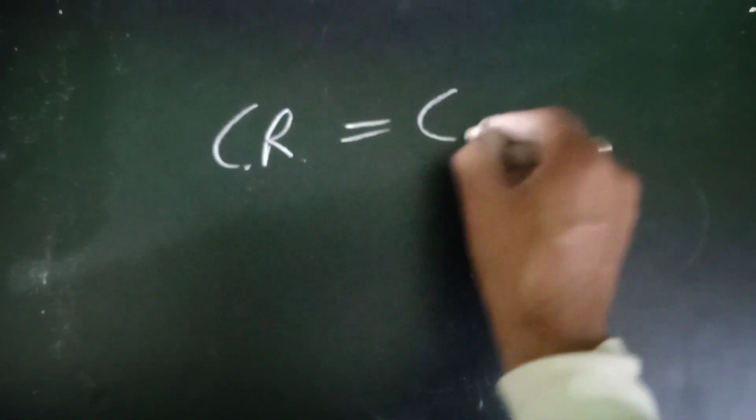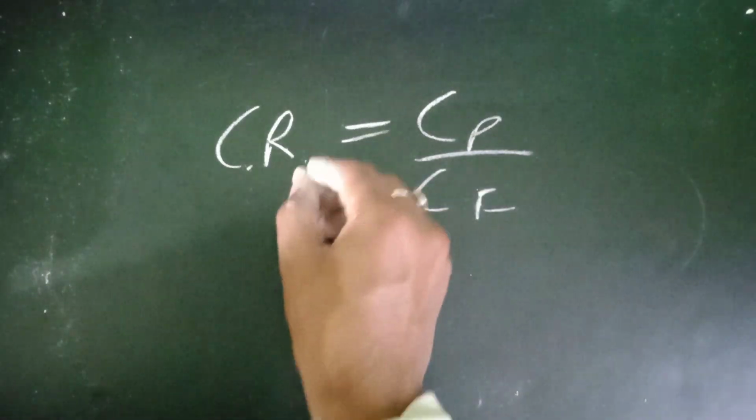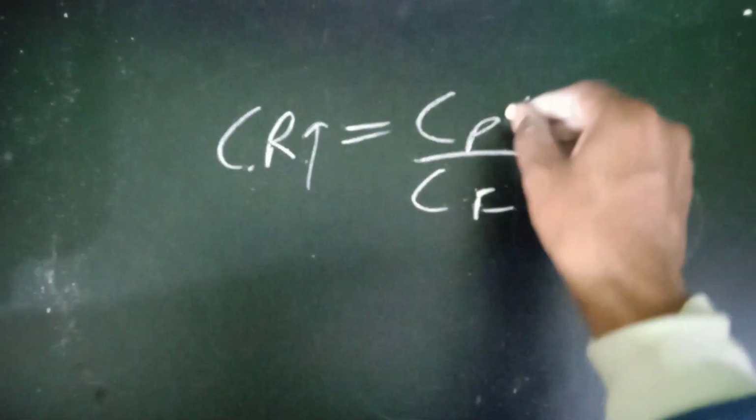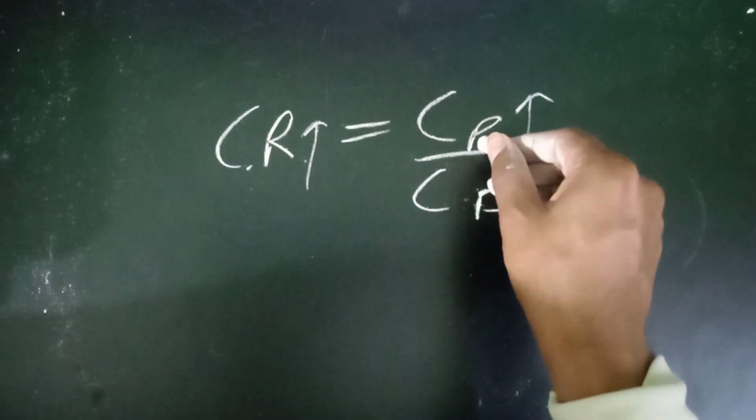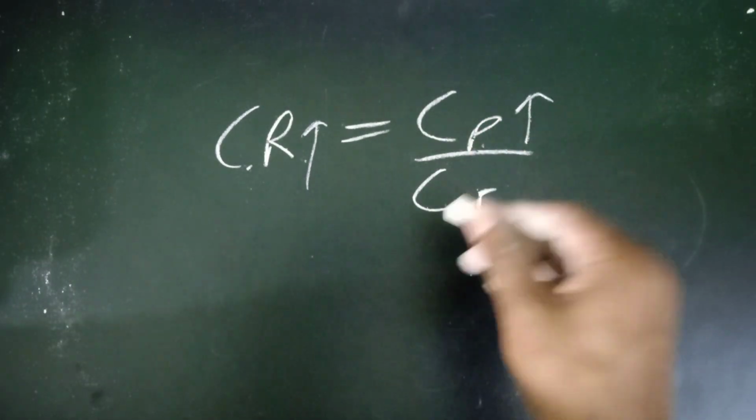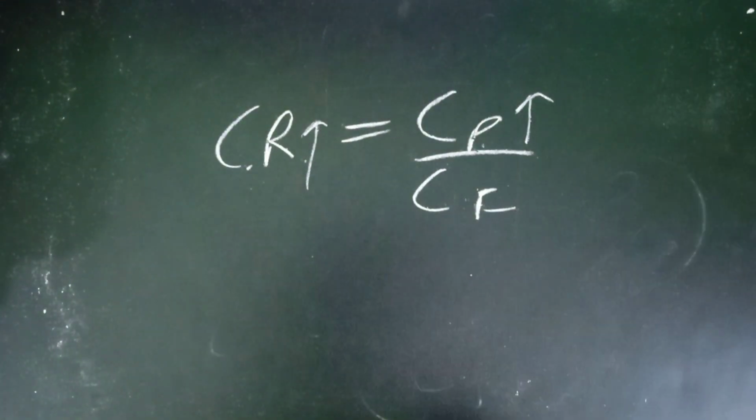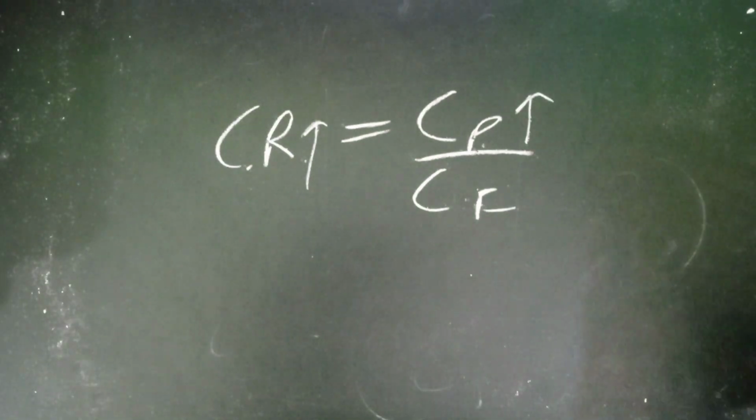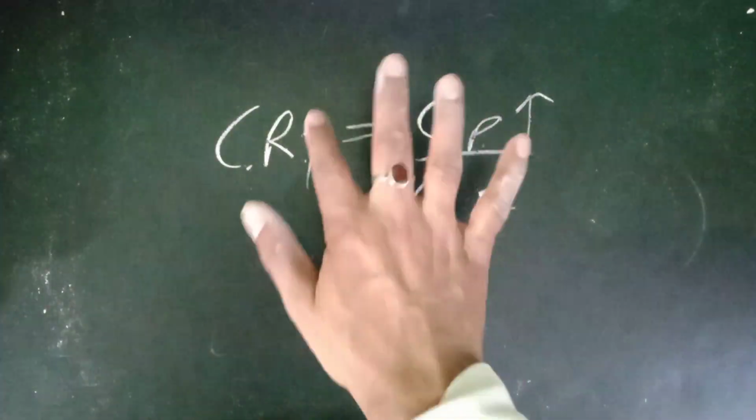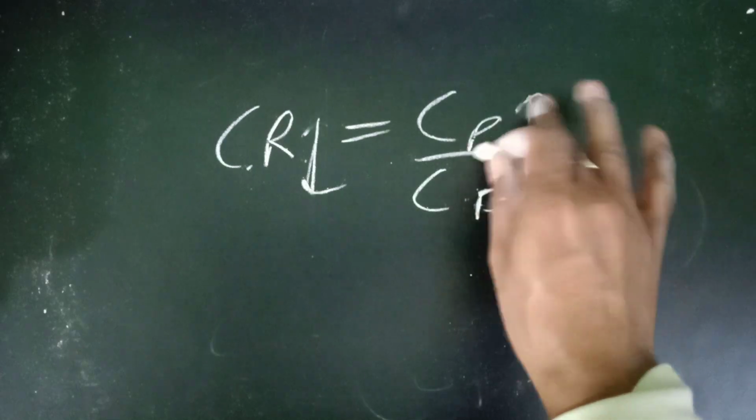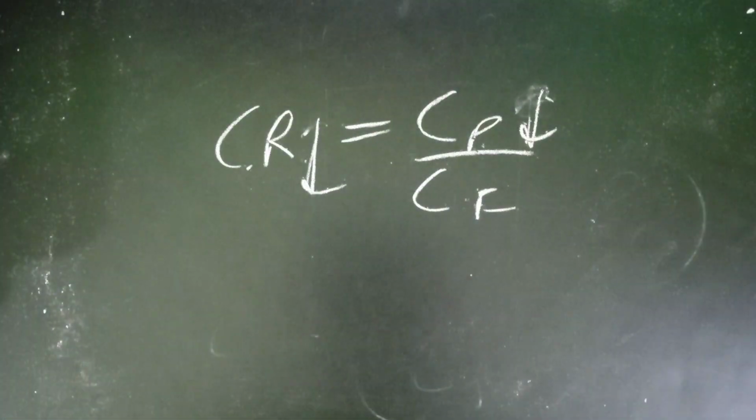The next thing is, if CR is more, that means Cp is more, which means that solute concentration is more, which means that our membrane separation is not much good. So it's always desired that our CR should be less so that it is a better process.